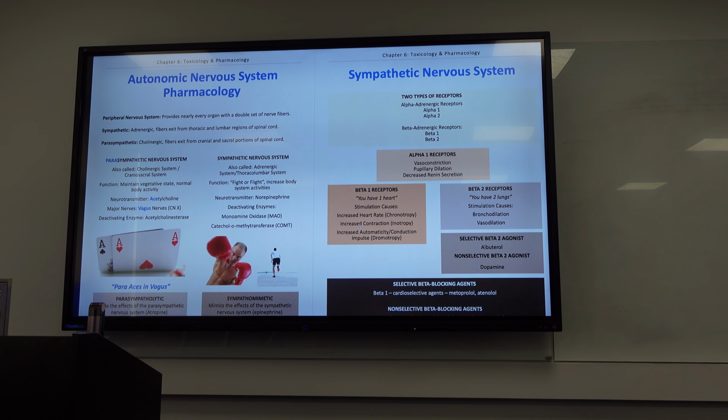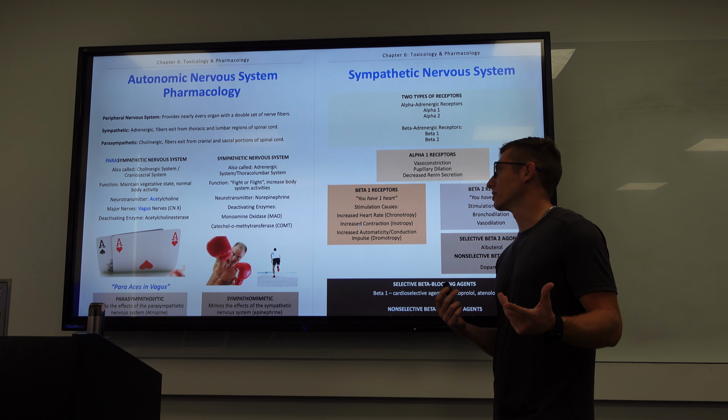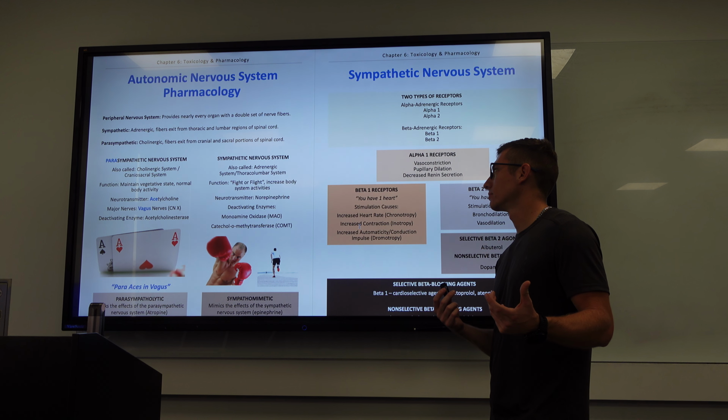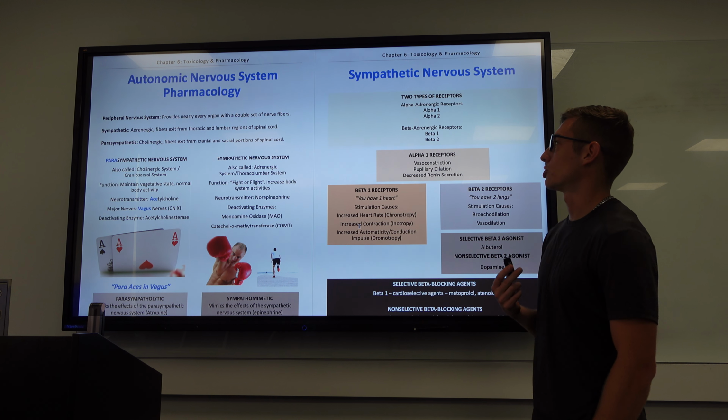All right, so talking about the autonomic nervous system and sympathetic nervous system as well. So in our peripheral nervous system, it provides nearly every organ with a double set of nerve fibers. And then our sympathetic is filled with the adrenergic fibers. That's on top of the kidneys. You have, it starts with that word, but I'm not sure what it's called. Adrenin, and something in the lymphatic. I can't remember. Fibers that exit the thoracic and lumbar regions of the spinal cord.